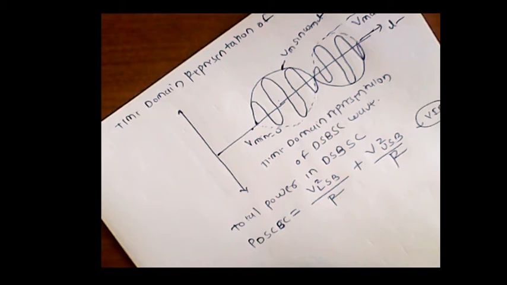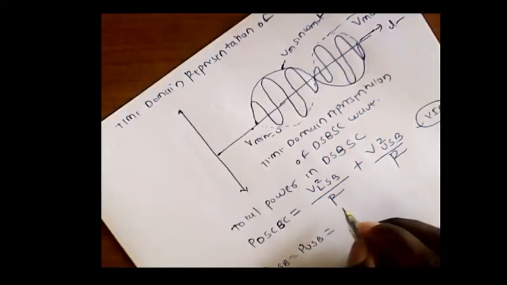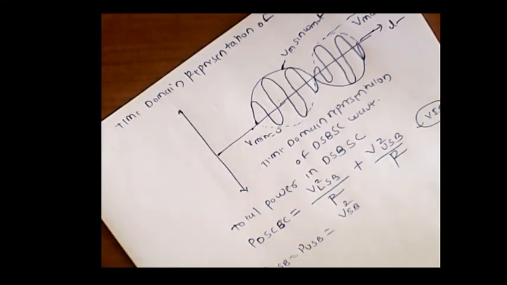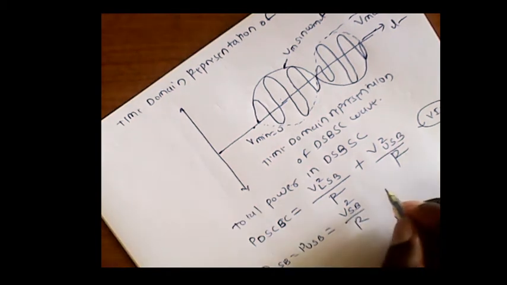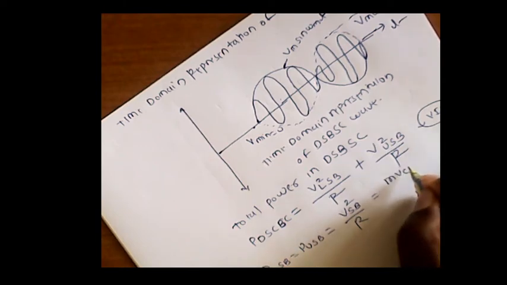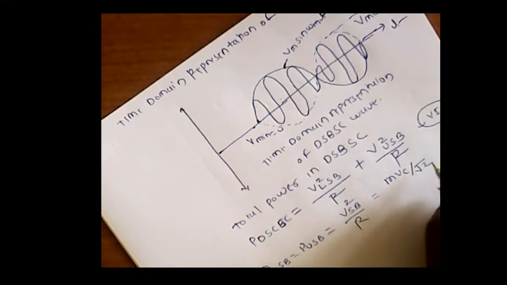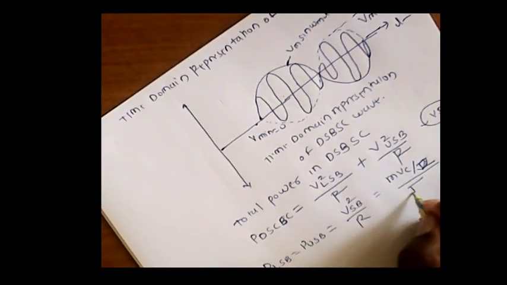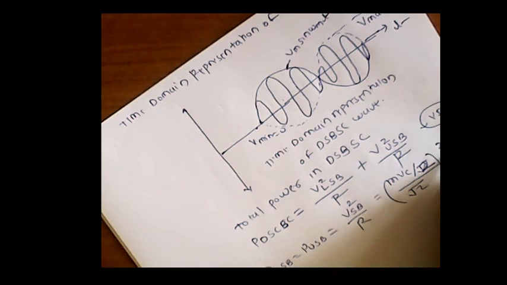So the power of LSB is equal to the power of USB, and we can write down the RMS value of the sideband. Putting in the value, the RMS value is m Vc divided by 2 root 2, whole squared, divided by R.